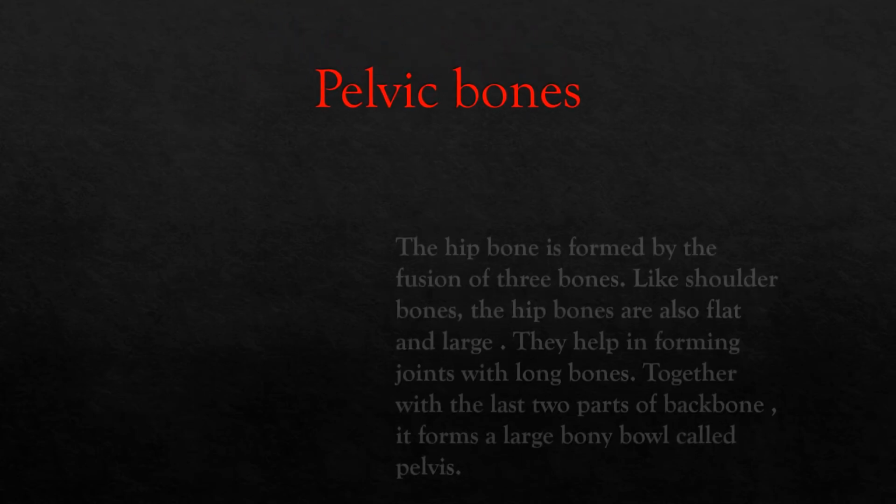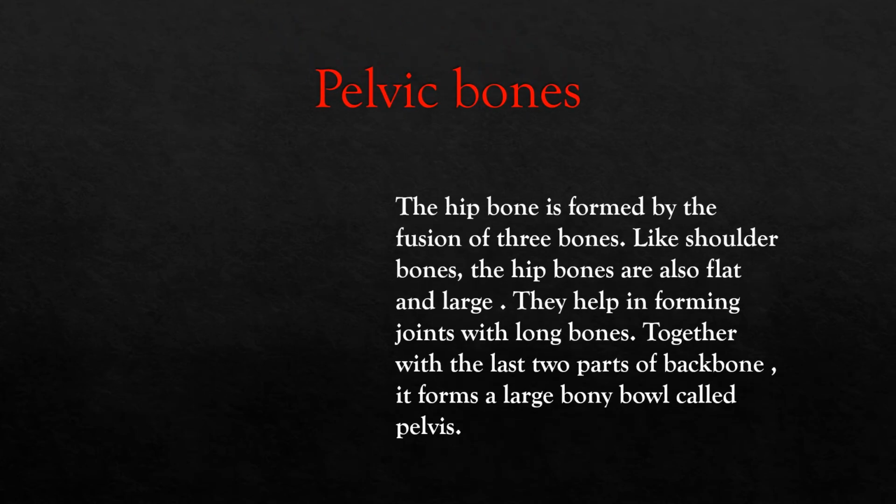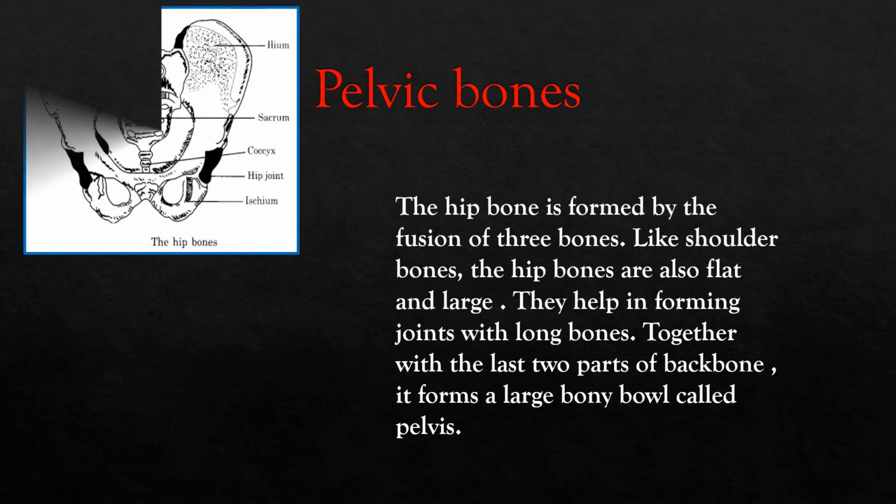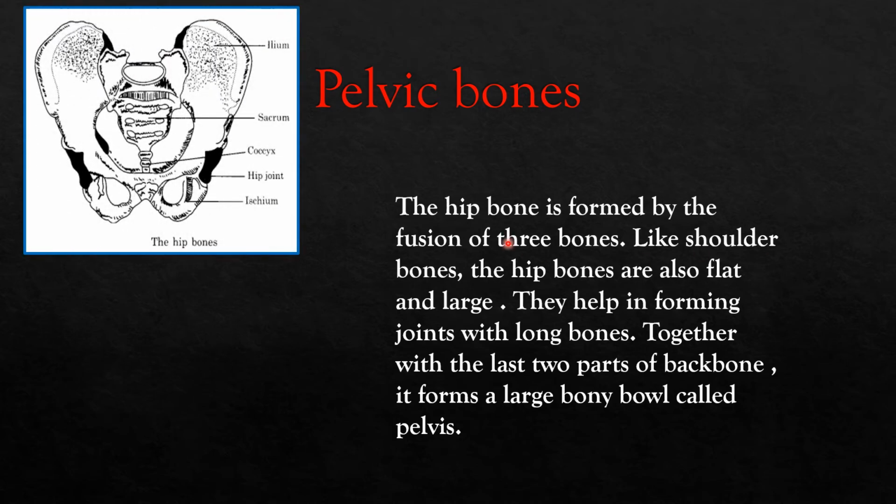Next we have the pelvic bones or hip bone. The hip bone is formed by the fusion of three bones. Like shoulder bones, the hip bones are also flat. Here you can see this is the hip bone. It is flat and large.